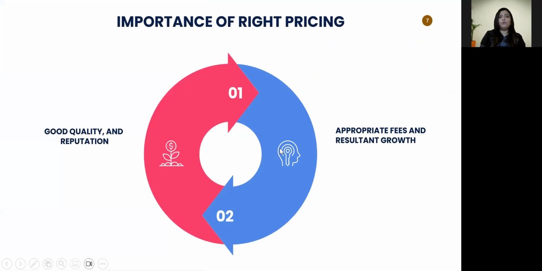Now, let's go to why we need good fees. Good quality, good reputation, appropriate fees, resultant growth. I think these terms are fairly self-explanatory, and from a perspective of brevity, I will just say that good fees drives good quality, drives good reputation, drives good growth, drives good quality again.